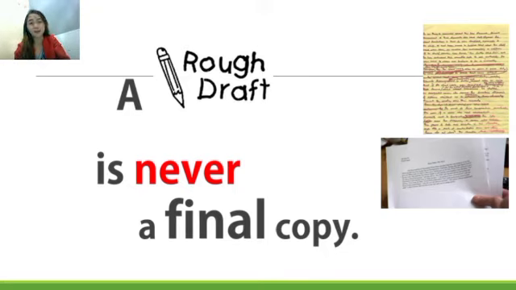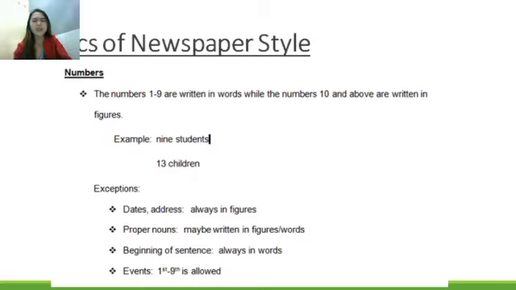Tuturuan mo din sila kung anong tama, para next time that they will send you a draft or yung paper nila, alam mo na yung gagawin mo talaga, di ba? Or alam na nilang gagawin nila. And it would be easier for you to check. And here are the basics of newspaper style, guys, for you to check once you become a copy reader.